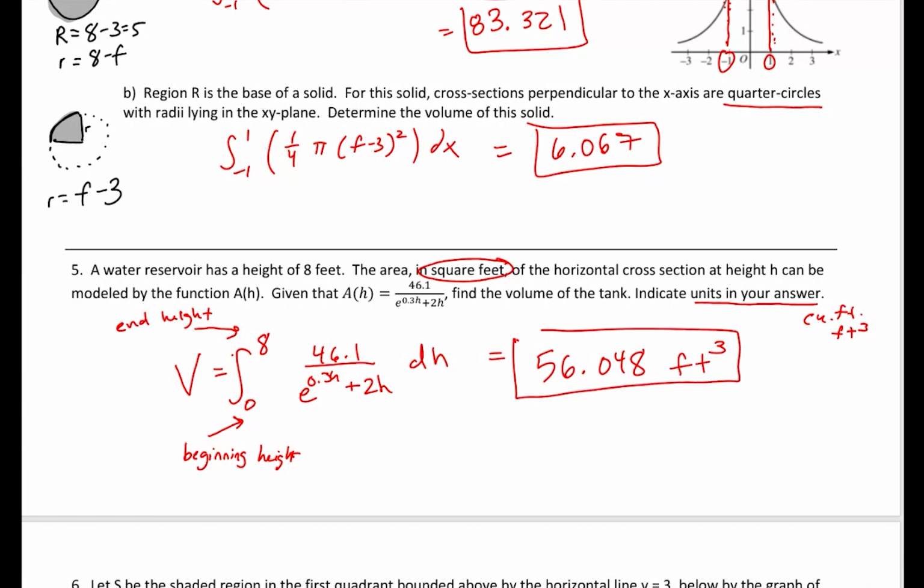If you're having a little trouble envisioning what's happening, we've got this water reservoir. We don't know what it is, but draw it like a cylinder, though it's not going to be a cylinder. The height goes from 0 to 8. So we're going to cut this up into cross sections where the area of each cross section is this A of H. So if you're having trouble figuring out the 0 to 8, that's kind of what's going on here.